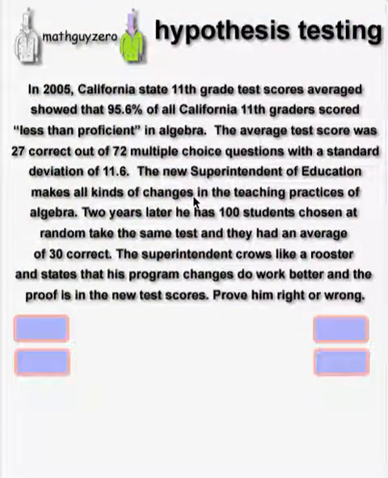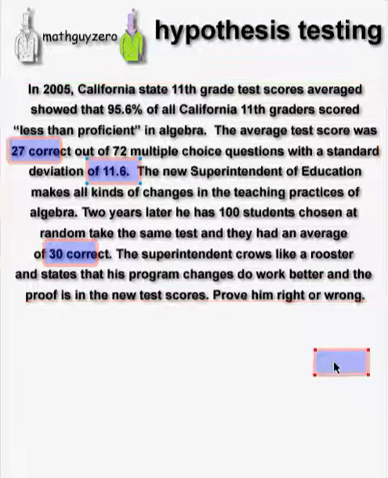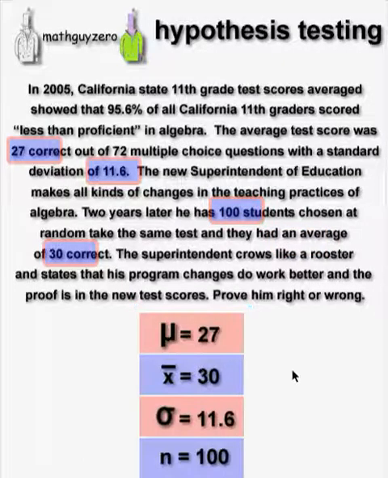To test the null hypothesis, the first thing we have to do is pull out the pertinent information that we're going to use in the test statistic formula. 30 correct looks like his sample mean, while the population mean is stated as 27. Population standard deviation is 11.6. Sample size was 100. So there's the important data that we're going to use in our test statistic.